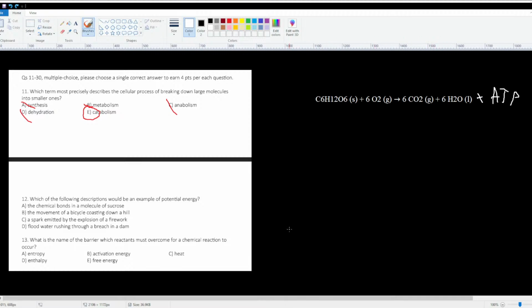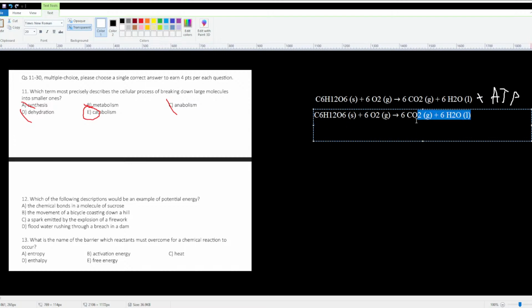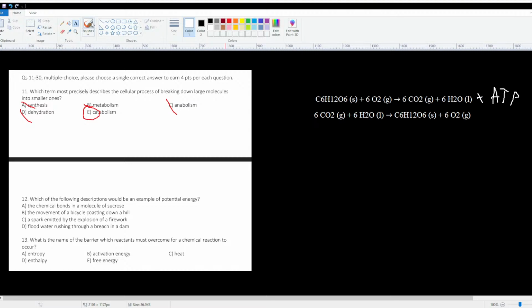And then we take the inverse of this. Then what happens? Look at this. We're taking something small and we're making it into something big. So this would be cellular respiration, and this would be photosynthesis.